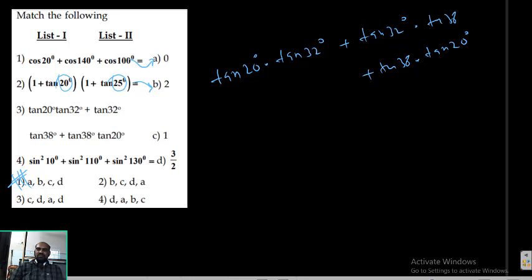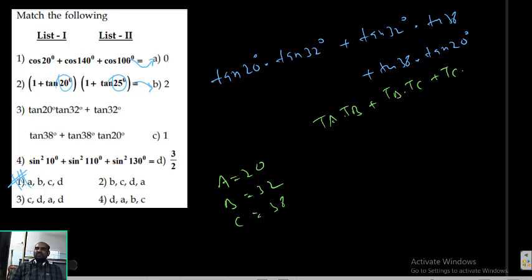So do one thing, student, take A equal to 20 degree, B equal to 32, C equal to 38. This is in the form of tan A into tan B plus tan B into tan C plus tan C into tan A in any order. We want to find its value. First of all, add them. What will we get? A plus B plus C equal to 90 degree.